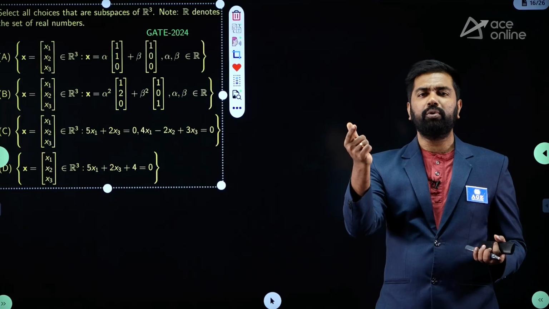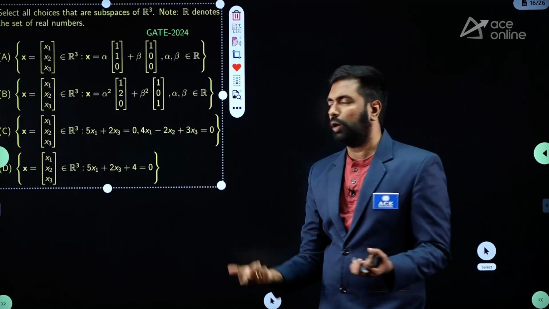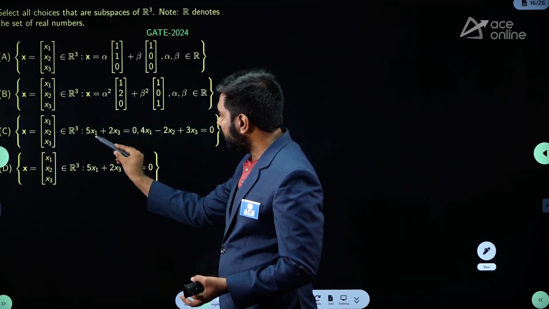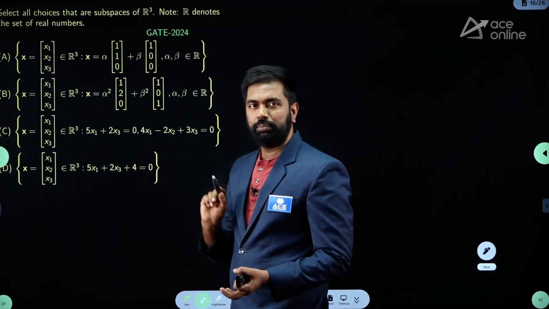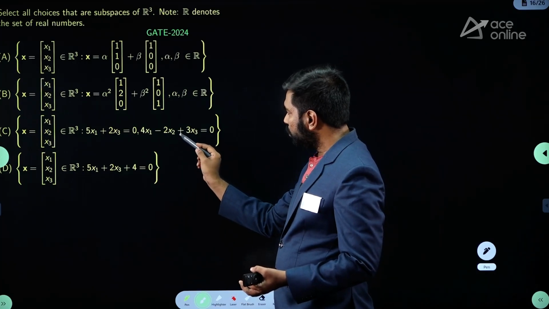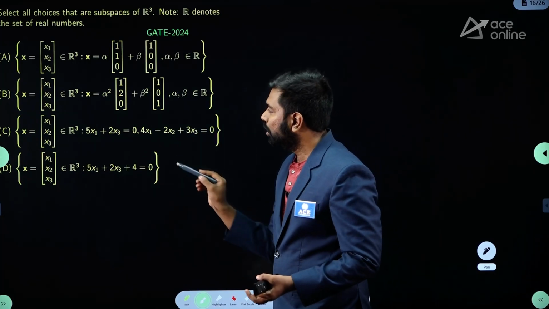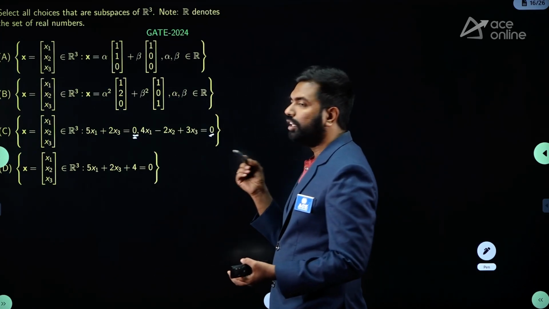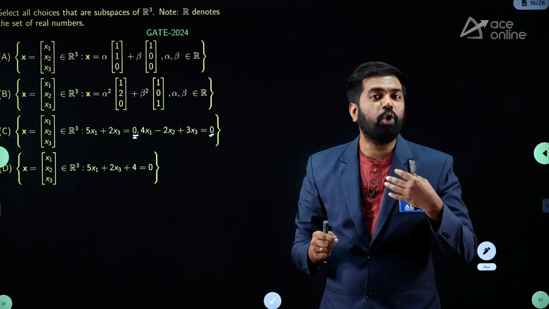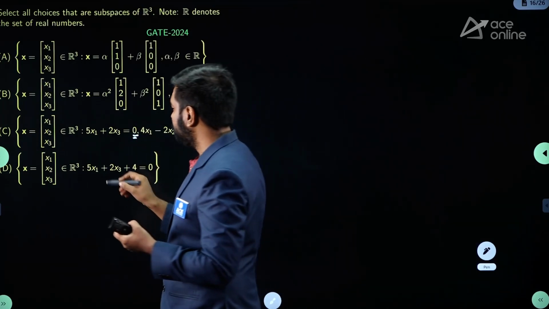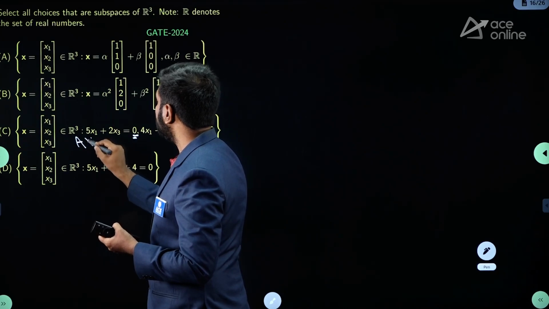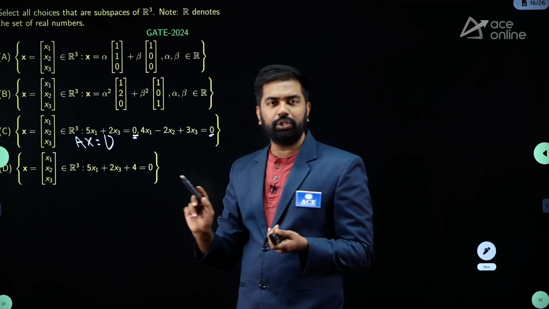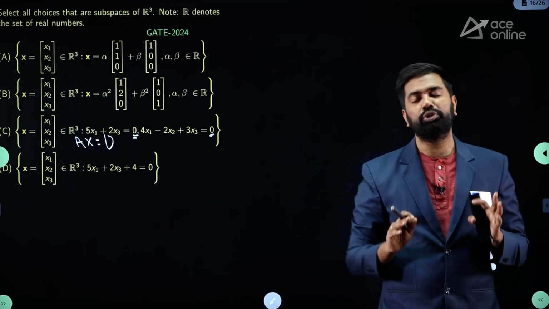Now among those 4 options, I can decide about 2 options, or simply eliminate 2, like this. How, sir? Look at this option: 5x1 plus 2x3 equal to 0, and 4x1 minus 2x2 plus 3x3 equal to 0. Now what is the right side containing? 0. The right side contains 0. That means it's a homogeneous system. For option C, you can write this as A into x equal to 0. So the set of all solutions which satisfy Ax equal to 0 belongs to what? The discussion is about a homogeneous system.